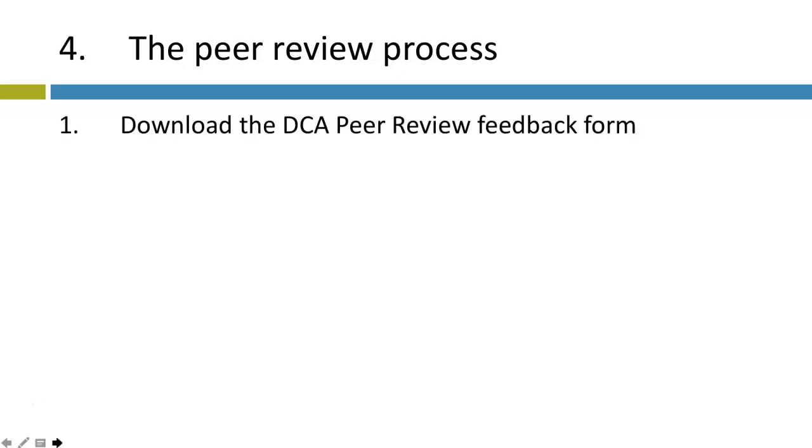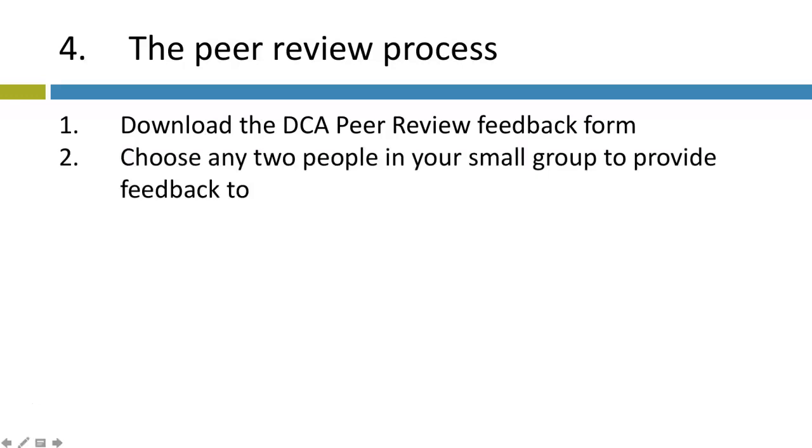So the first thing that you're going to do for the peer review process is to download the DCA peer review feedback form. And as I've already said, you can either download that from the class materials folder on Microsoft Teams, or you can download it right from the course page. Once you have downloaded that peer review feedback form, you're going to choose any 2 people in your small group. So your group will be 3 to 4 people.